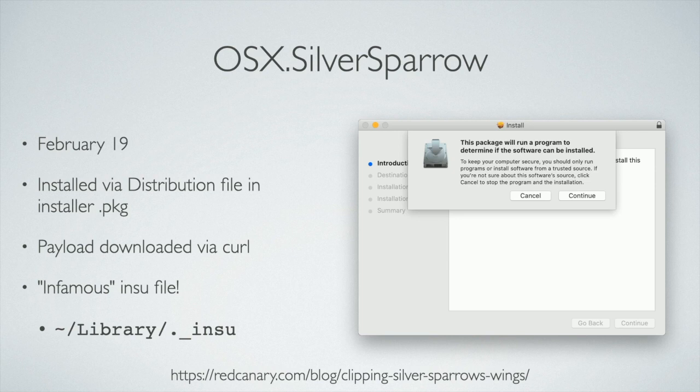So this one, as Tony mentioned, was distributed through a file inside the PKG file, the distribution file, which ran a JavaScript that dropped all the executables. And this one had the infamous ._insu file. And this caused a lot of stir because if that file was present, the malware would uninstall itself, but nobody really knew what that file looked like. Nobody knew where it came from.